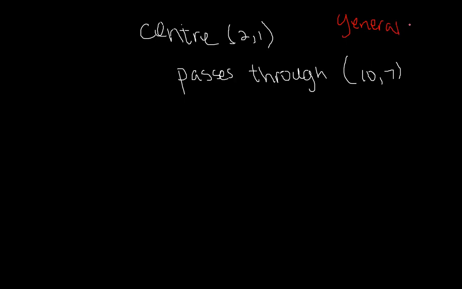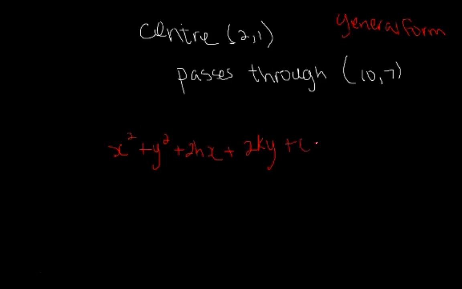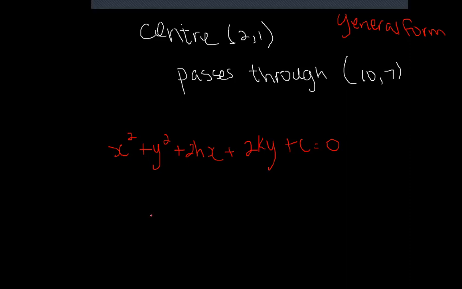General form. You need to remember that the general form is x squared plus y squared plus 2hx plus 2ky plus c is equal to 0. But remember, you might see other constants here. So you might see an f and a g or h and a g. Doesn't matter. We use h and we use k, but it doesn't matter what the letter is. It's just a constant. Same rules apply.